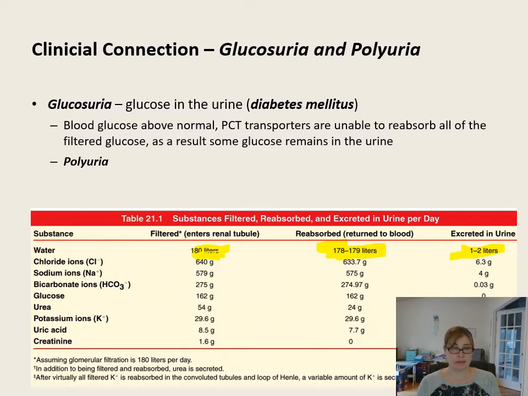Now, chloride, we filter 640 grams, and we end up getting rid of 6 grams. Glucose, we should be retaining all of it, 162 and 162. Uric acid, 8.5. We reabsorb 7.7. We do have some function for that. And creatinine, which I mentioned, is at 1.6, and we reabsorb 0 of that.